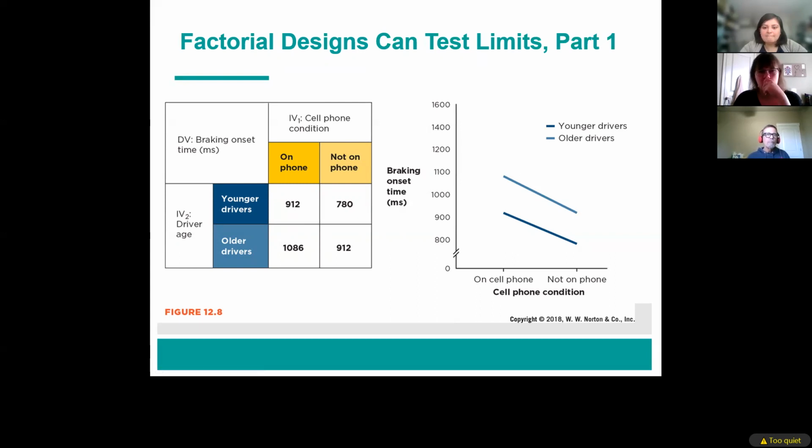So what does this graph tell us? Does anyone want to take a stab at it? Does this look like an interaction?